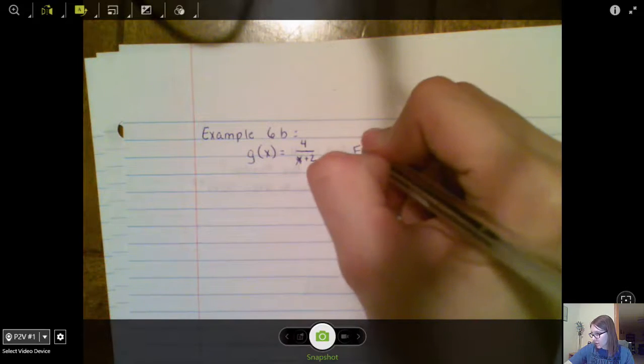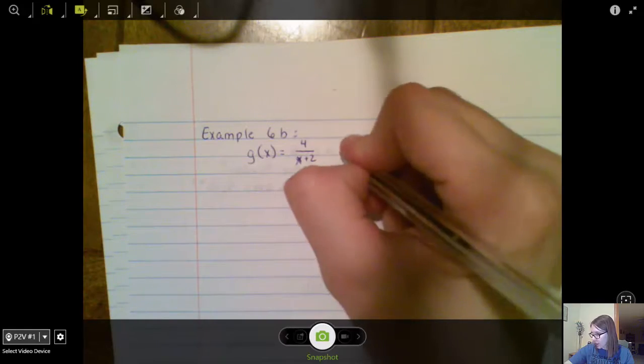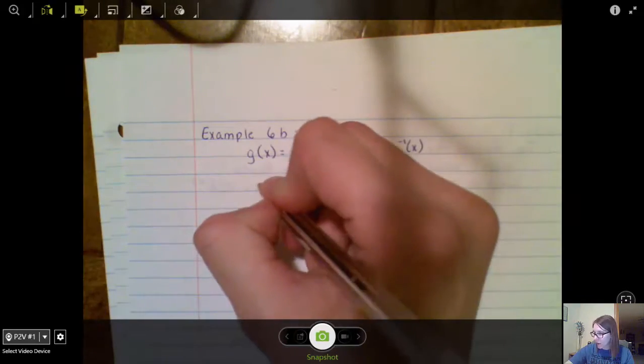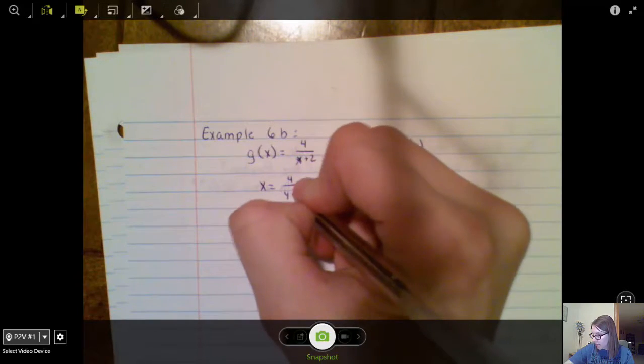First thing we want to do, let's find g inverse of x. I'll call this part A. Find g inverse of x. So again, first thing, switch our x and our y around. We get x equals 4 over y plus 2.